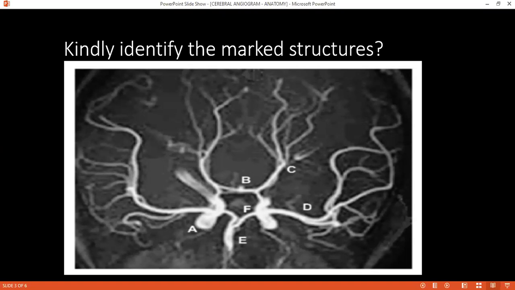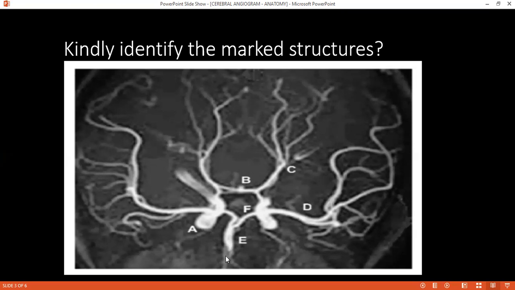Okay, A is... ICA. What is that? Which one, ma'am? A. Please. A is ophthalmic artery. No. B. B is posterior cerebral artery. No. C, please. C is anterior cerebral artery. Okay. D. D is middle cerebral artery.